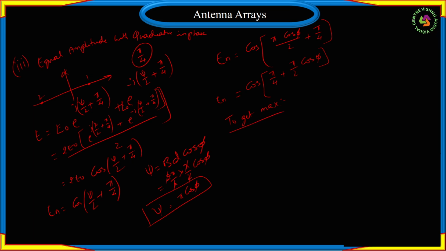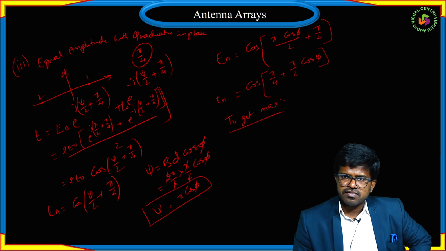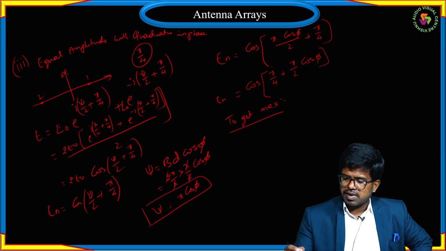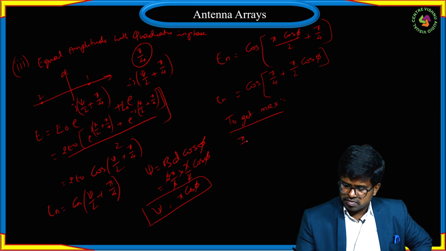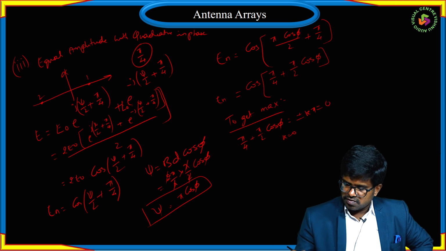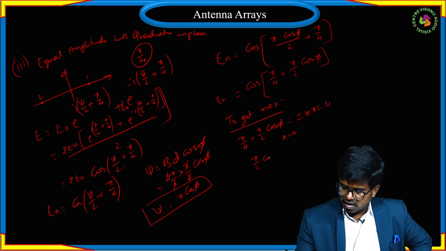This bracket value should be equal to, in case of cos, we will get maxima for the bracket value of 0. That means we will equate it to plus or minus k pi. Taking k equal to 0, we get pi by 2 cos psi is equal to minus pi by 4.